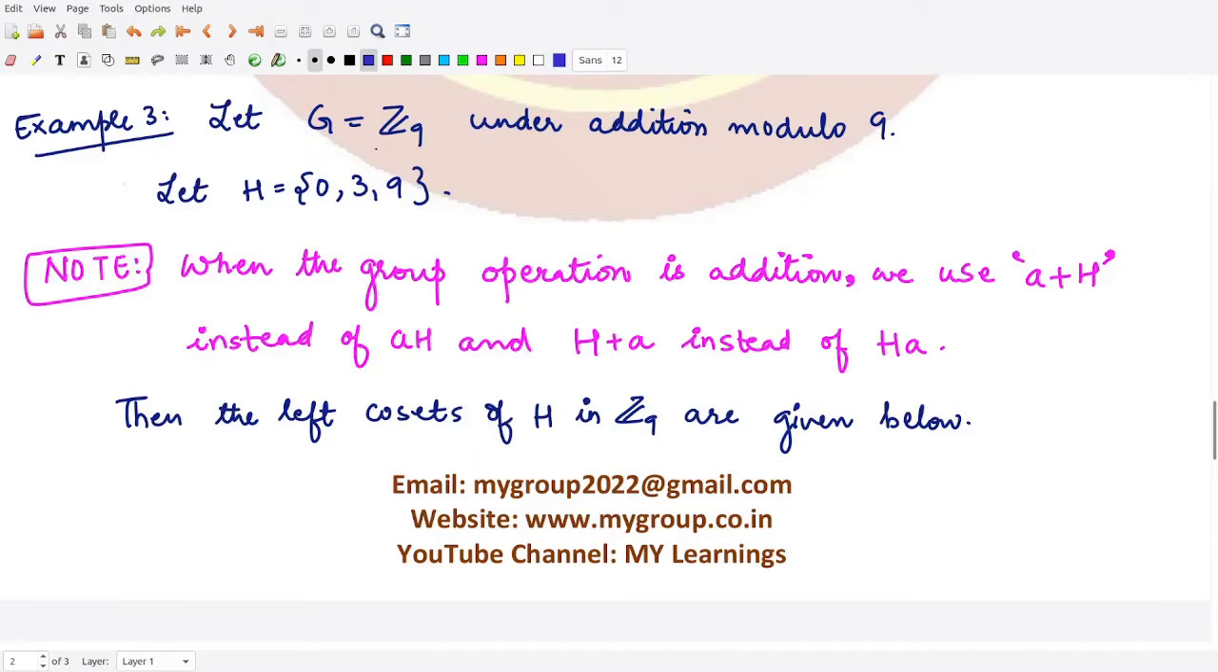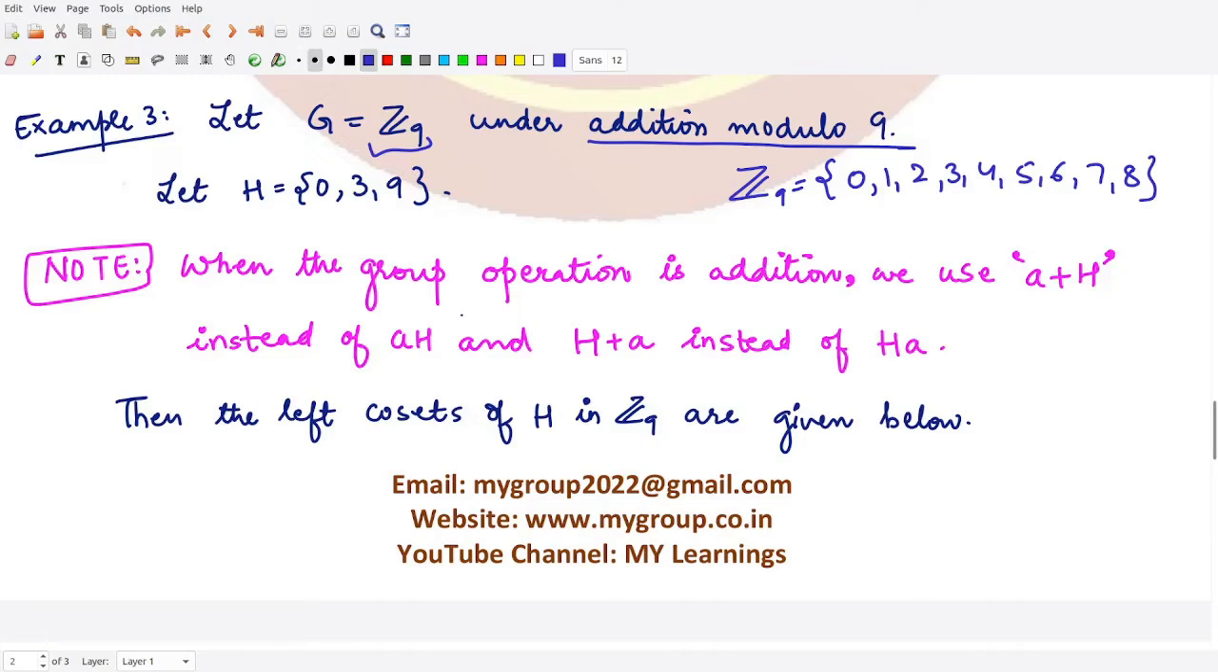Suppose we have the group Z9, so it would contain the elements 0, 1, 2, 3, 4, 5, 6, 7 and 8. All these 9 elements are present within it, and the group operation is addition modulo 9 here. Now suppose that we take a subgroup H which is {0, 3, 6} of this group Z9.